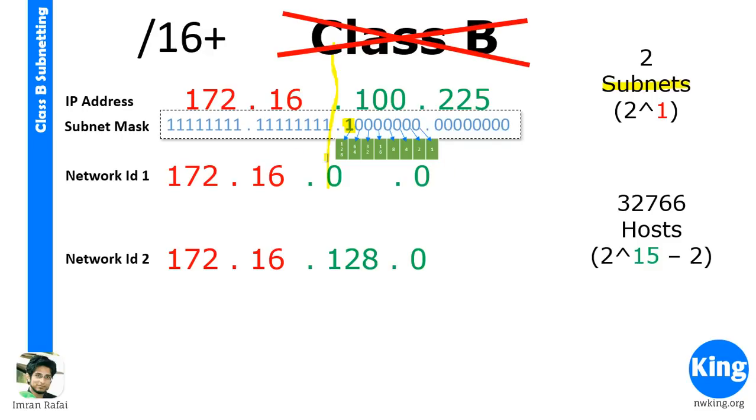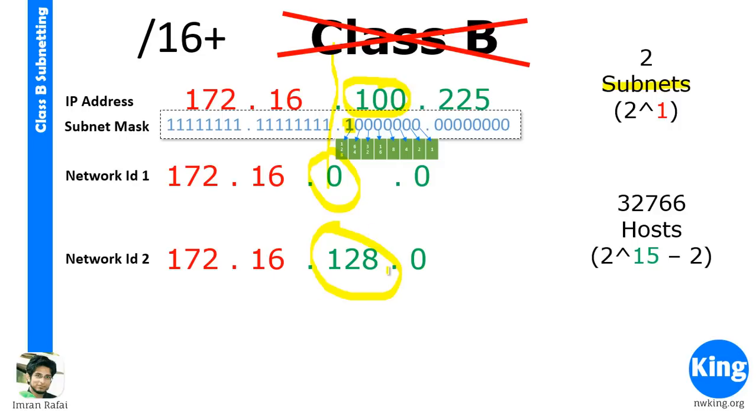How do we get the second network ID? The second network ID is got by adding the place value of the last one. The last one here is this, and the place value is 128. Now this is the critical bit. In class C, we added that to the last octet because that last one was part of the last octet. In this particular case, the last one is part of the third octet, so we would be adding that 128 to the third octet. So the first network ID is 172.16.0.0. The next network ID is 172.16.128.0. See, this last one was part of the third octet, so we added that place value to the third octet.